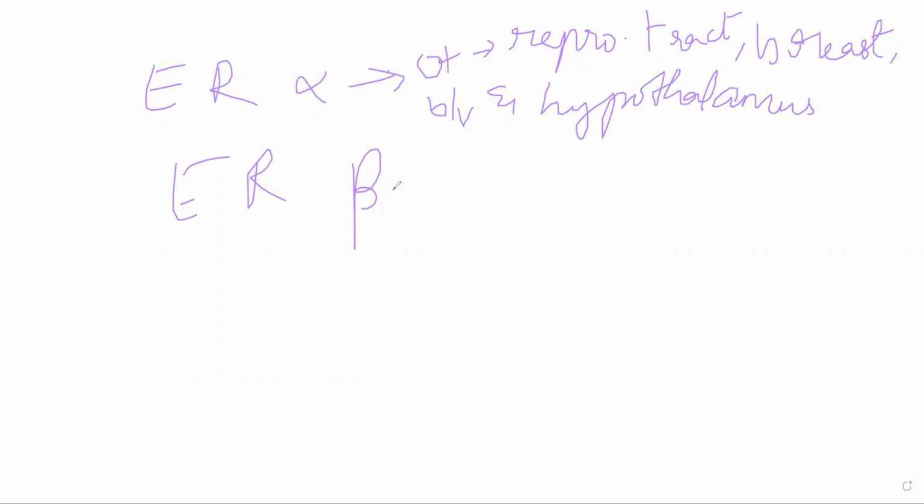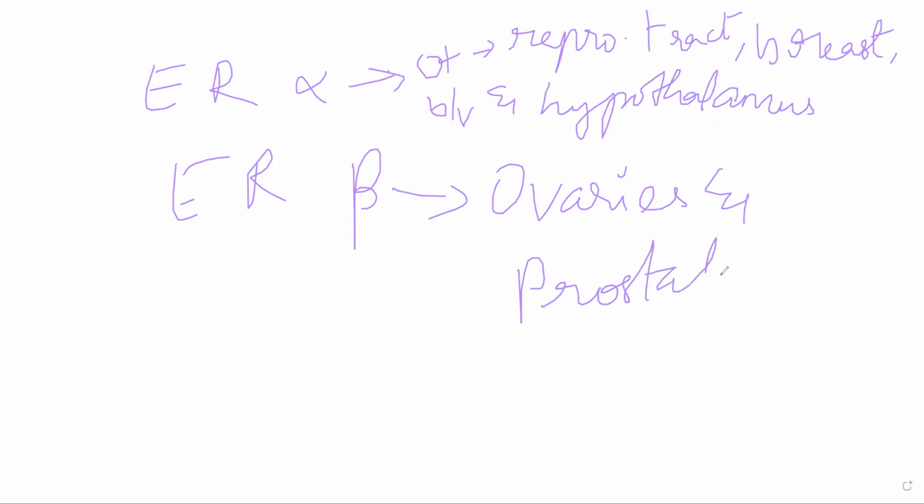ER beta is present only on ovaries and, in men, on prostate glands. So men can produce a little bit of estrogen and progesterone. Women can produce a little bit of testosterone. It is not that they will not be able to produce it, it's just that the quantities will be negligible compared to their own normal hormone.